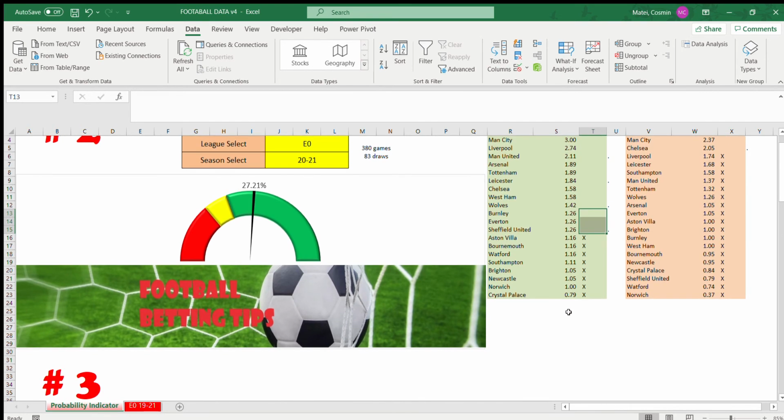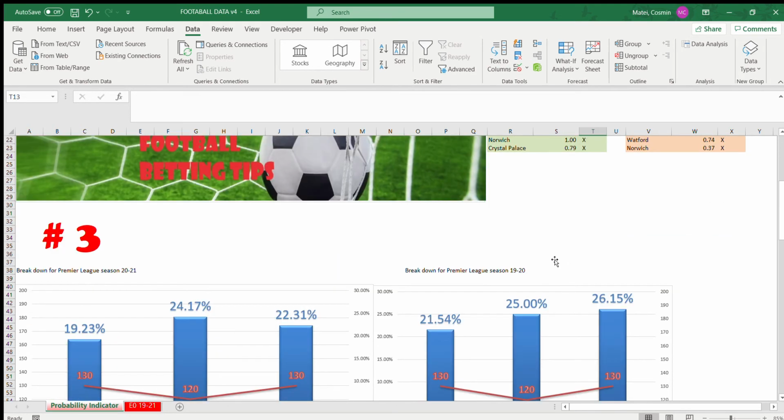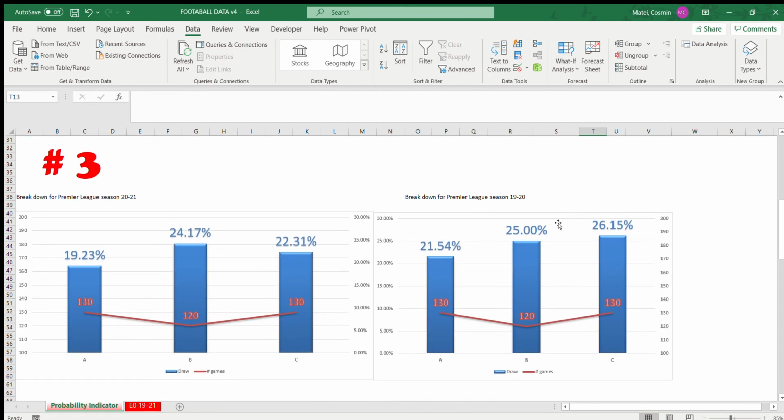Let's see the second strategy that I want to share. This is for looking at how many games have been played from that season. So what I have done here for English Premier League last year, 2020-2021 season, I have divided the season in 3 parts. Meaning looking at how many draws were in the first part, first 130 games, how many draws were in the second part, 120 games, and how many draws there were in the third part of 130 games.